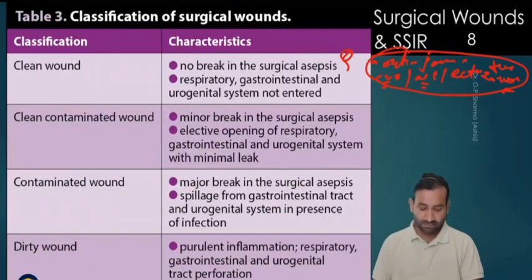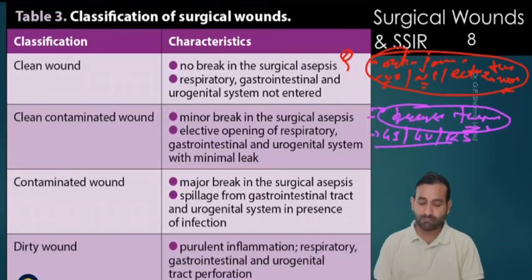Similarly, clean contaminated wound. Clean contaminated wound means we do not enter the GI system, respiratory system, or urogenital system knowingly, but unknowingly we break them. That means maybe catheterization or something else like this, right? So we enter or touch these three systems: GI, GU, and respiratory. We touch them, so we break into them so that contamination may occur.